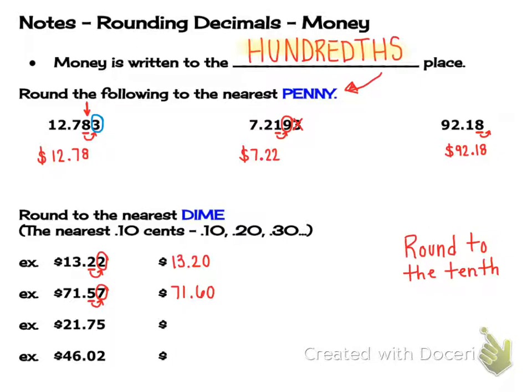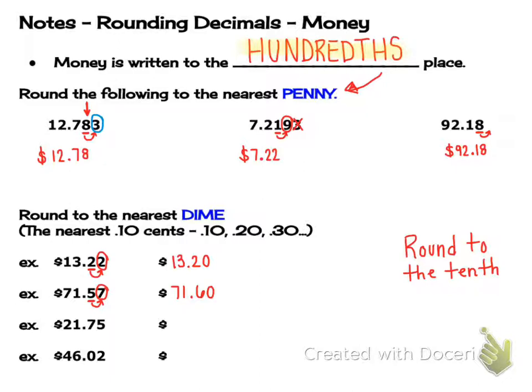$71.60. That 5 becomes a 6, and you have to extend the 0 to the hundredths place because money always has to go to the hundredths place. All right, try the next two on your own to see how we do, and come back.